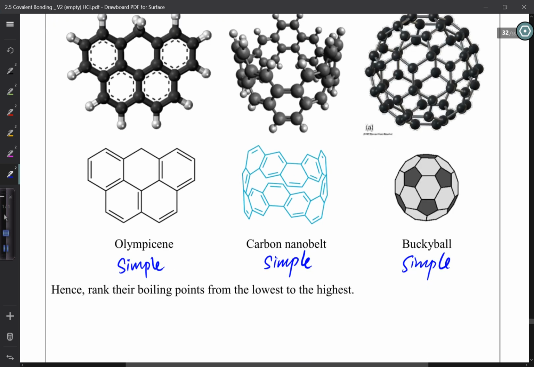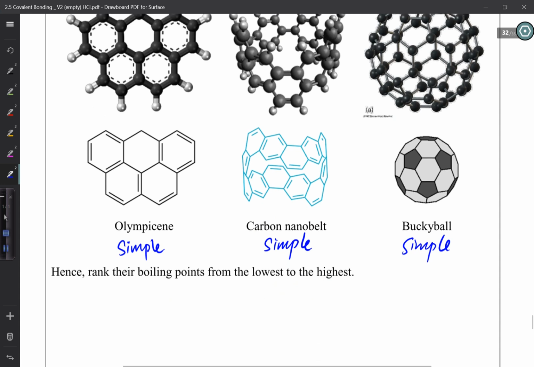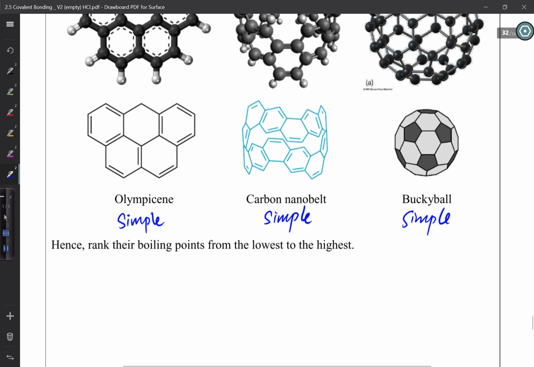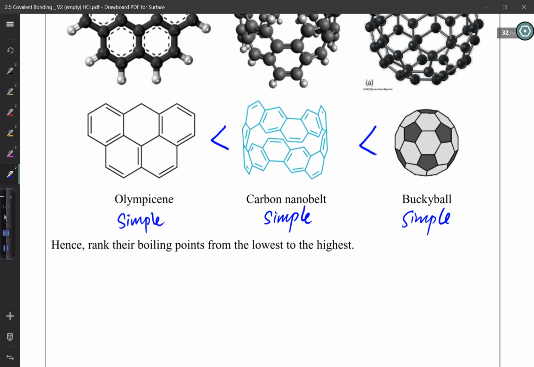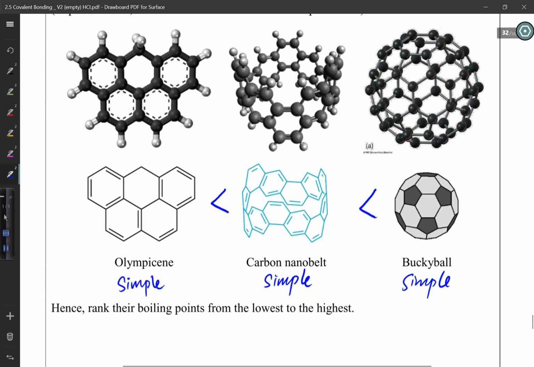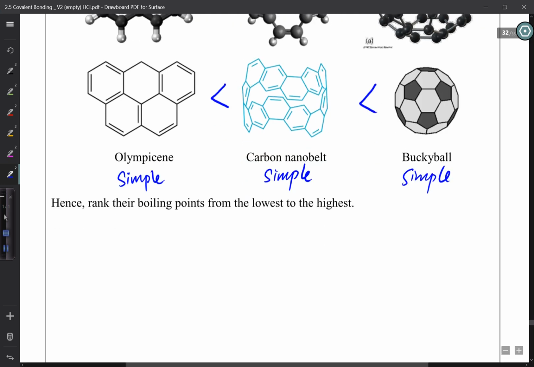Hence, can you rank their boiling points from the lowest to the highest? Lowest would be Olympicene, then carbon nanobelt, then buckyball. That's their boiling point. Why is that so? Buckyball most connected. So previously we talked about the van der Waals force being affected by surface area and size, right? So obviously buckyball would be larger than carbon nanobelt, larger than Olympicene, based on the number of atoms. So therefore, the boiling points are in this order.